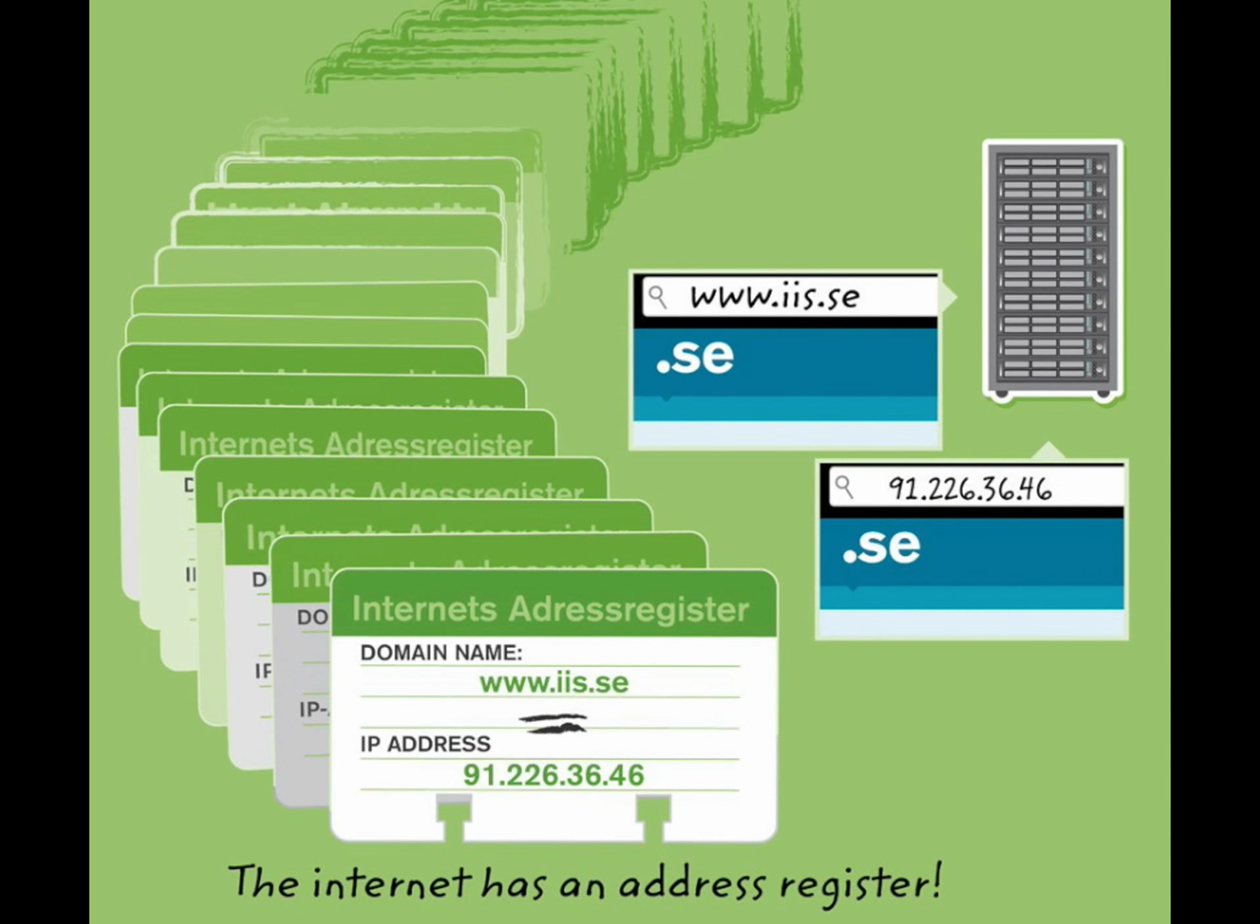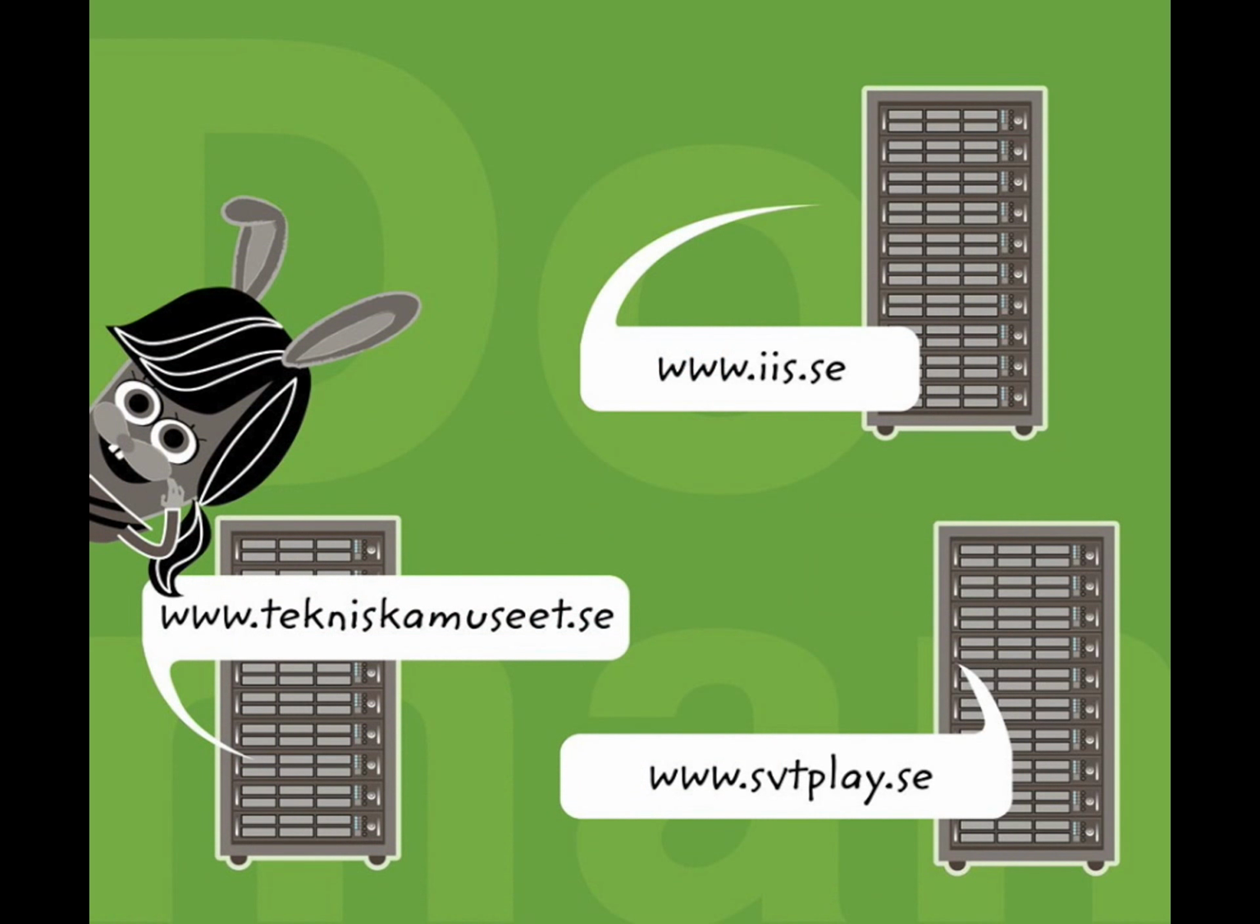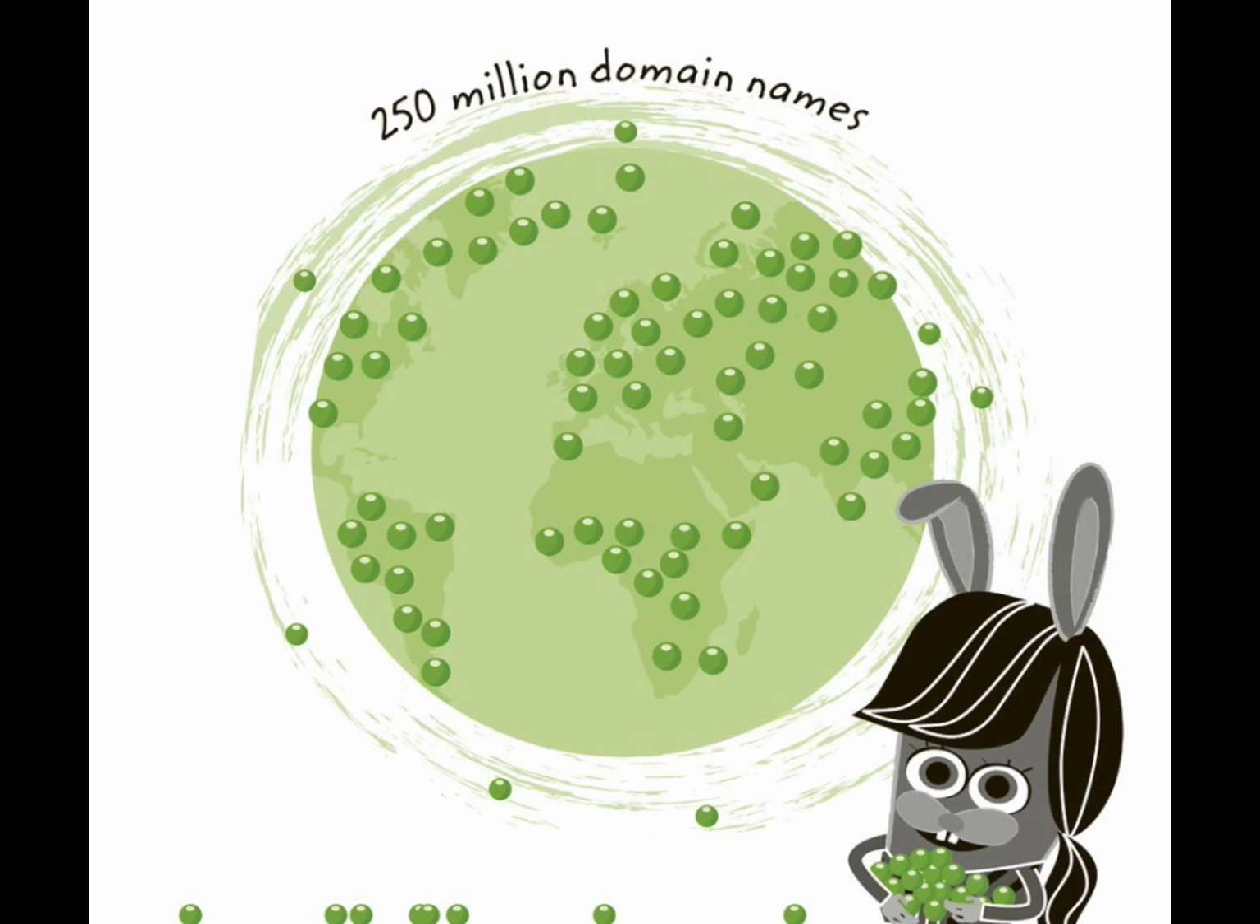If you write or click on a link to a web address, your computer then contacts the right server with help of the Internet's address registry. But actually, the address is translated to a set of numbers and points. Addresses on the internet can be short, like iis.se, or long, like www.tekniskamuseet.se. An address with letters instead of numbers is called a domain name. It is the servers that have domain names, not the computer, mobile, or tablet. There are around 250 million domain names in the world. In other words, there is unbelievably much to discover on the internet.